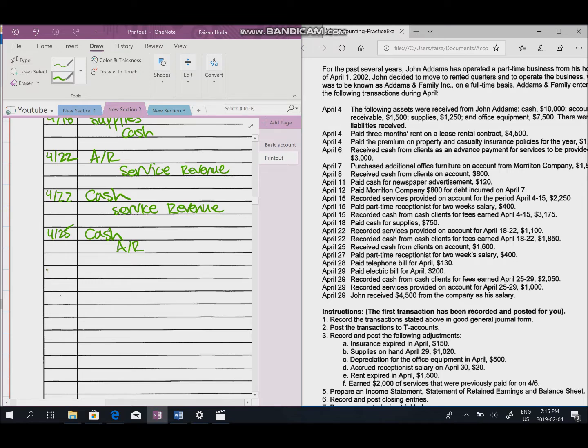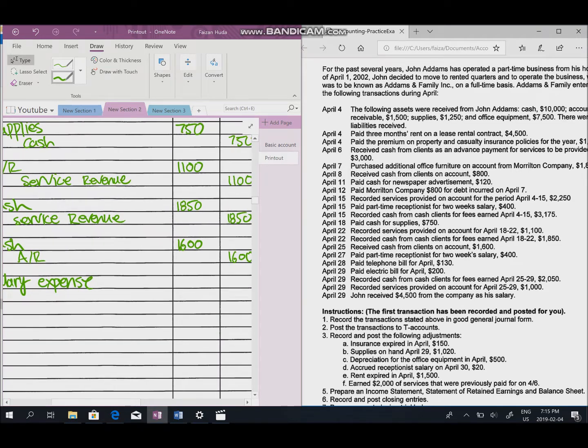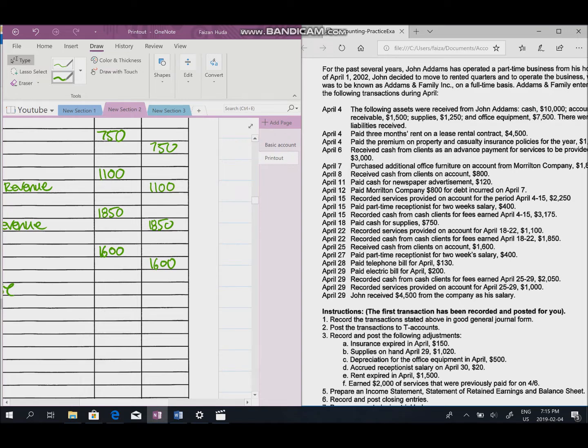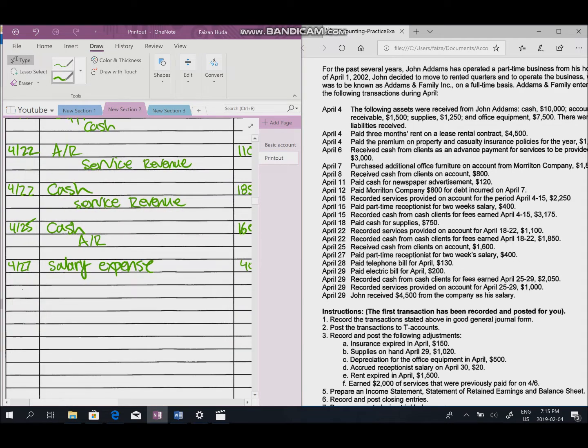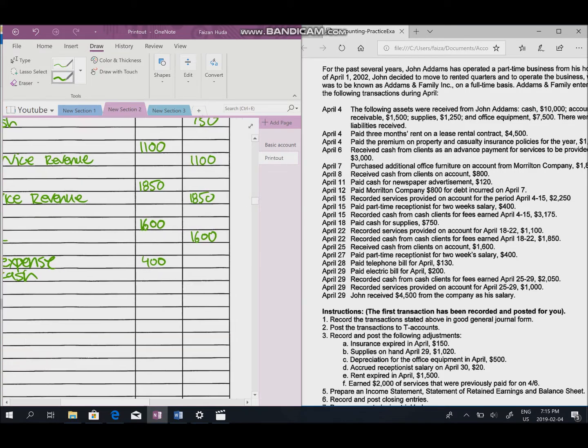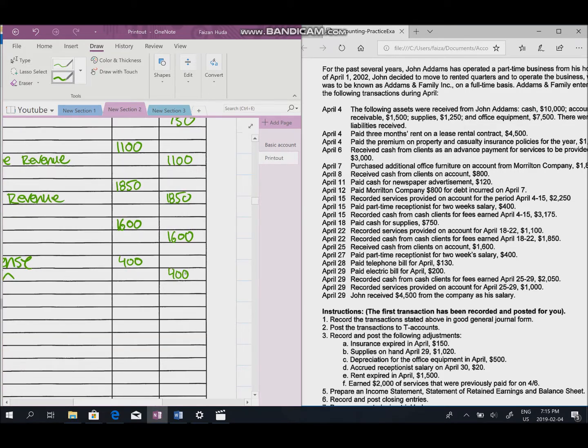Now moving on to April 27. You paid your part-time receptionist two weeks' salary again. So I'm going to use salary expense. Keyword here is salary. If it said wage, I would have used wage expense. It really doesn't matter though. It depends on what word they use. So we paid $400. Since we paid our receptionist using cash, our cash would go down since we lost that cash.